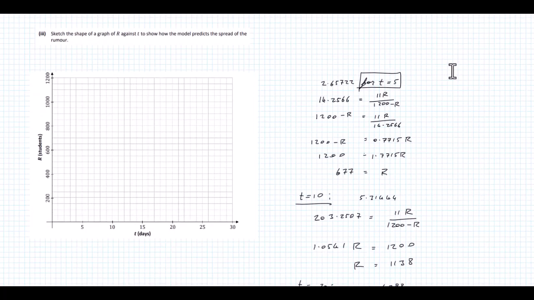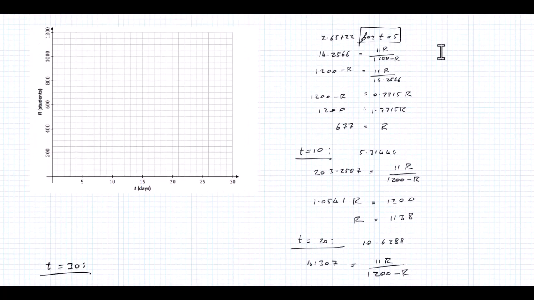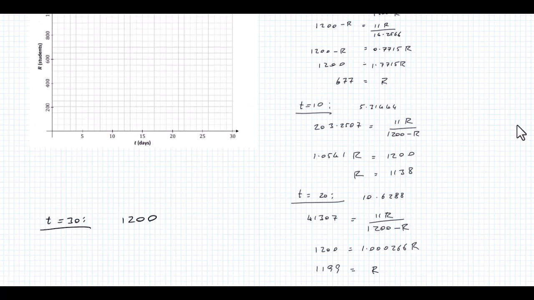We have to sketch the shape of the graph of R against t to show how the model predicts the spread of the rumour. Okay, so I've kind of done this already. All I've really done is taken different values for t, and I'm just going to plot those. So I've taken t is equal to 5, t is equal to 10, t is equal to 20, and t is equal to 30. And I got a value there of 1200. So you can see at T20 we have almost 1200, so it levels off basically. So let's just plot a few of them anyway.